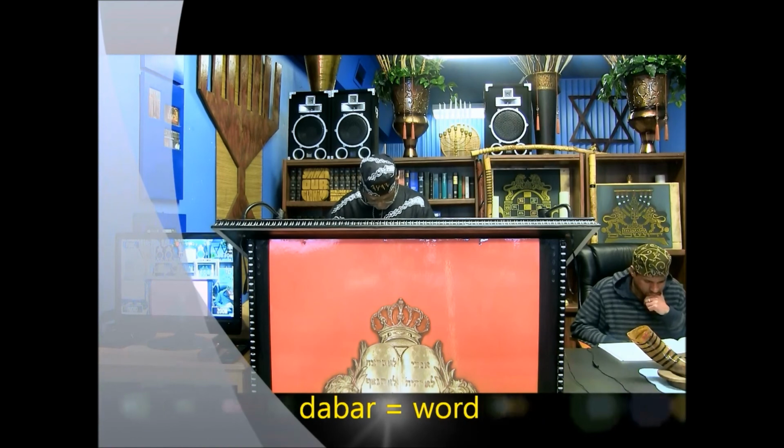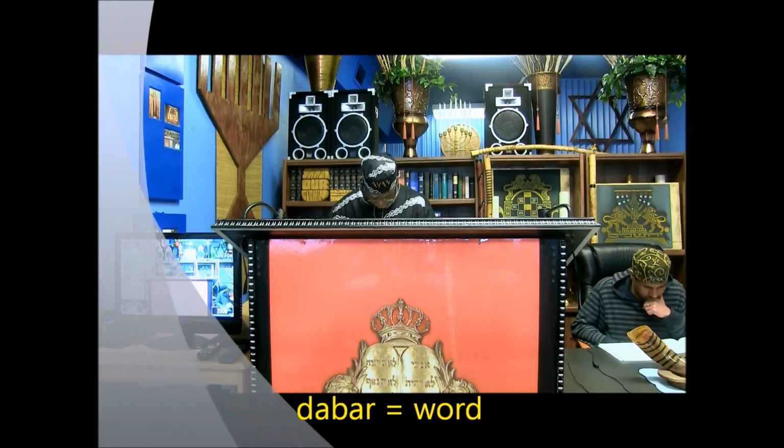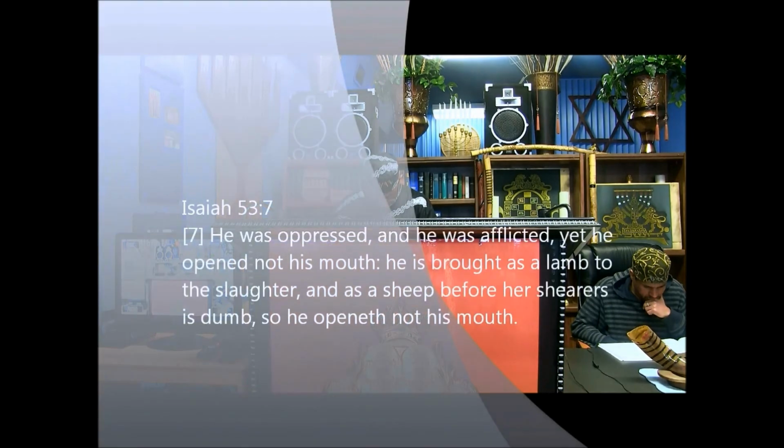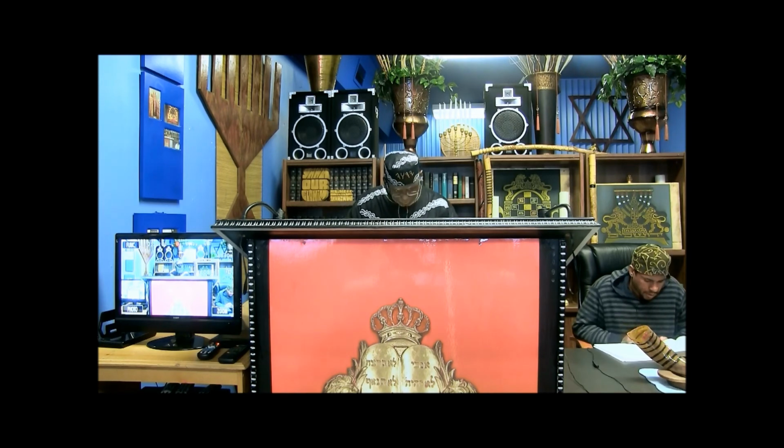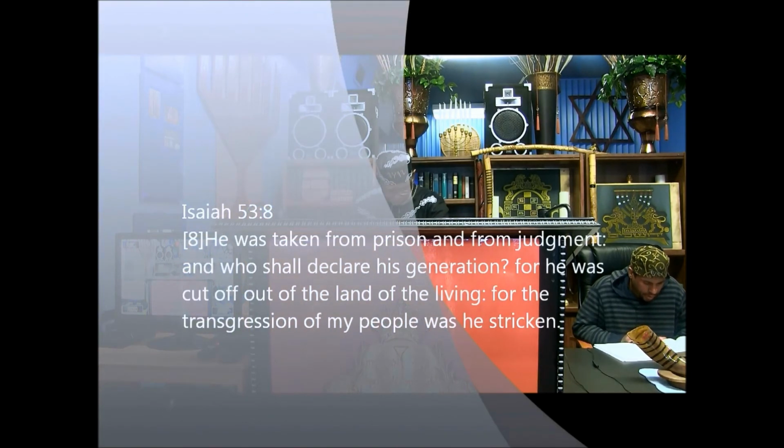"He was afflicted, yet he opened not his mouth. He was brought as a lamb to the slaughter." That's 53:7, all right? "And as a sheep before the shearer is dumb, so he opened not his mouth." Well, he was acting like a sheep, for our sake. But he had the power to stop that. Yes, he did.